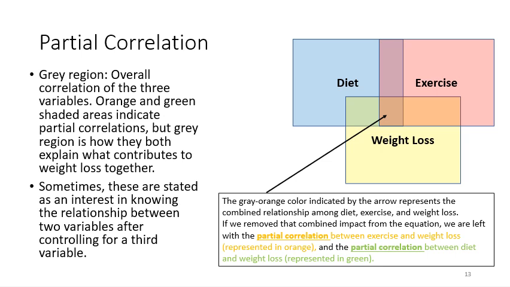And so it's good to know a relationship between two variables after controlling for a third variable. It just gives us more information about the nuanced relationships among these variables.